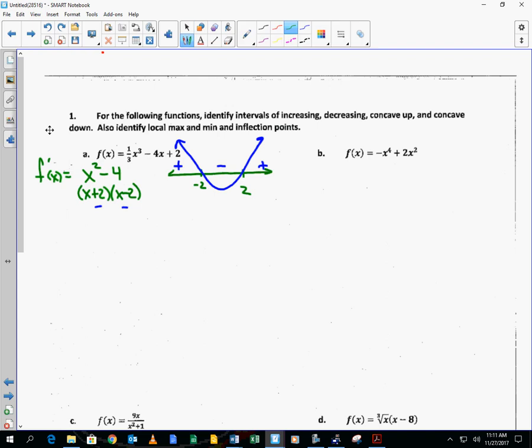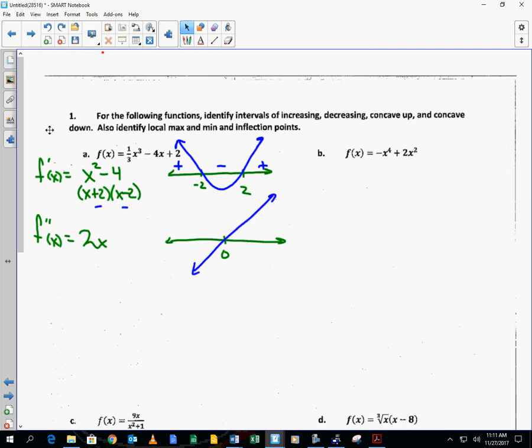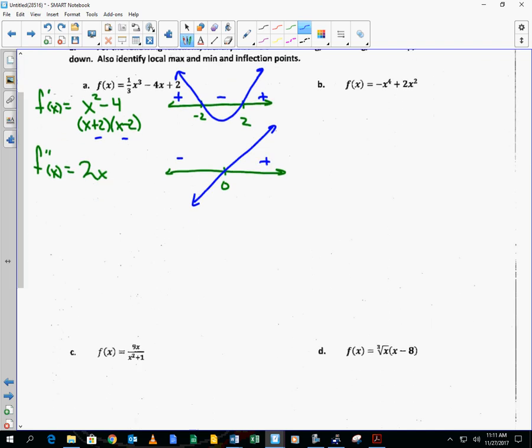Let's do the second derivative. F double prime of x. I get 2x. Where is that equal to 0? Do you know what that graph looks like? Negative and positive. Everybody okay with that? Okay, so then let's answer questions about increasing and decreasing.